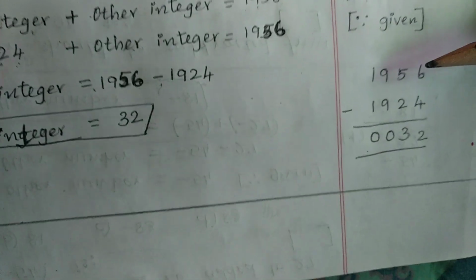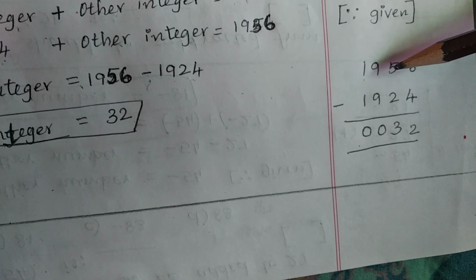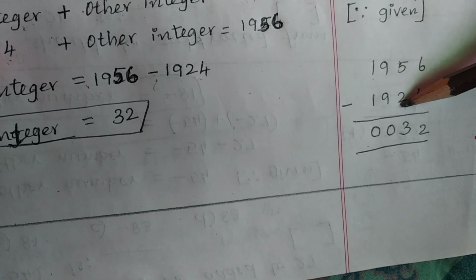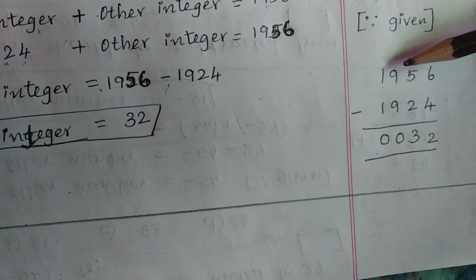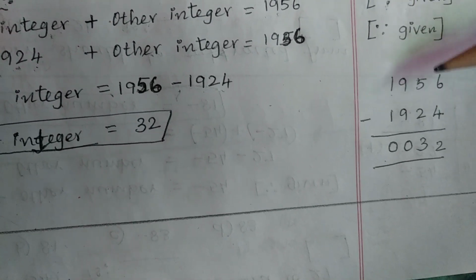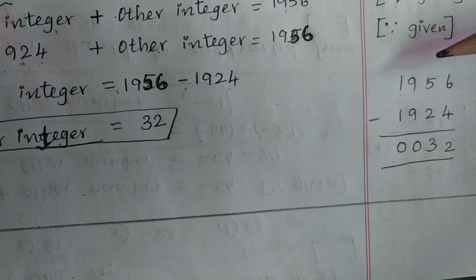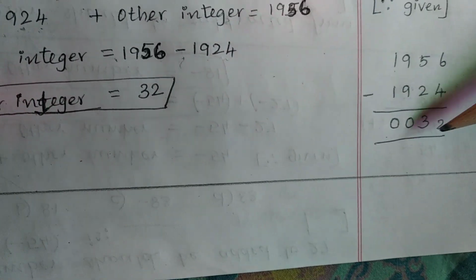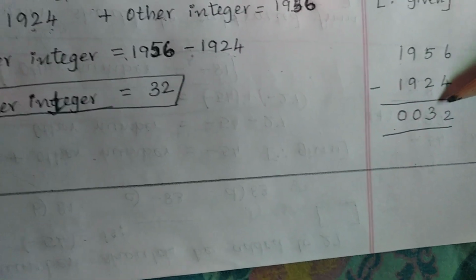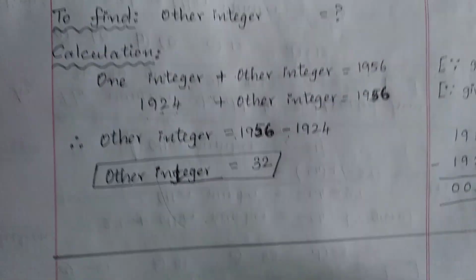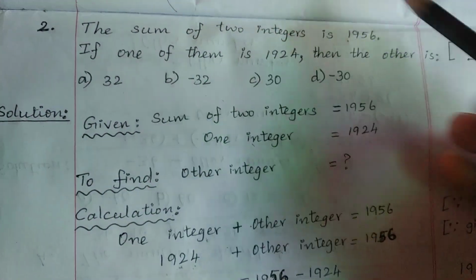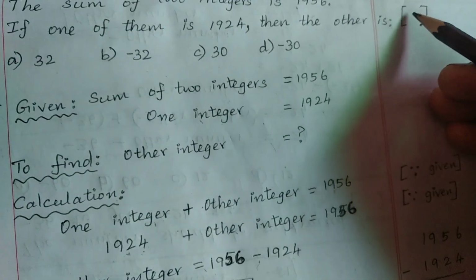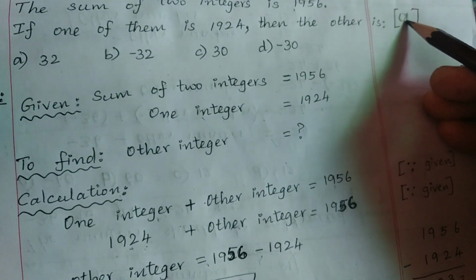So obviously this is a normal subtraction from a big number to a small number. Difference between two numbers. That's all. This is a normal subtraction. So find the value. 32 has come. So the other integer is 32. We have 32 in option A. So the answer is option A.